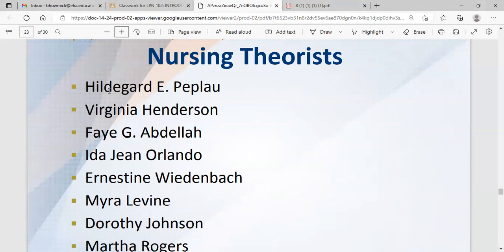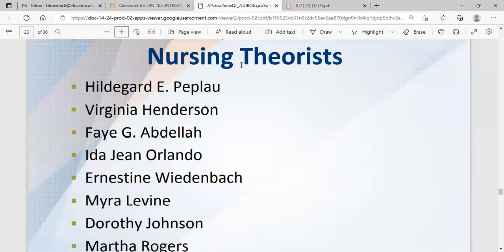So one of the important names is Nightingale, Virginia Henderson, Faye Abdullah, Jane Orlando, Dorothy Johnson, and Rogers. Nursing theories basically organize the body of knowledge to define what nursing is, what nurses do, and why they do it.